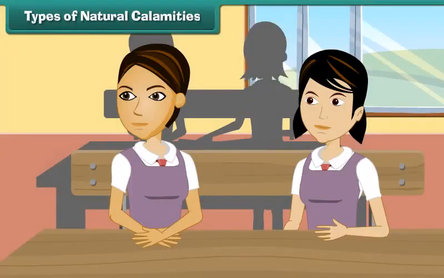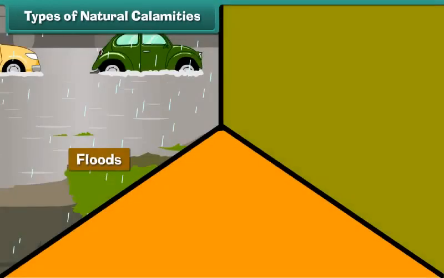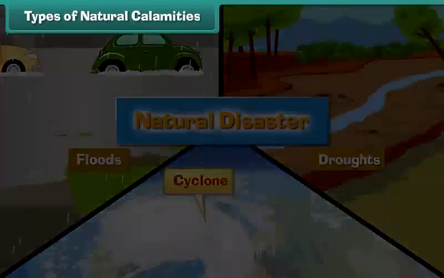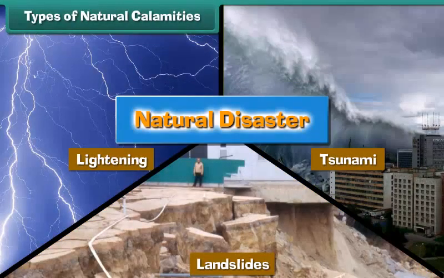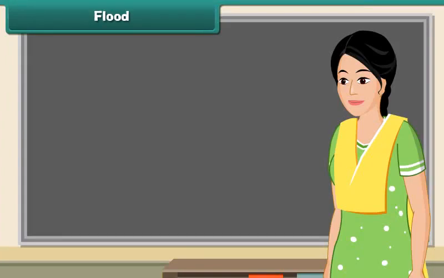Types of natural calamities. Teacher, are there more natural calamities like earthquake? Yes, Rashmi. Many other destructive events take place in nature, such as floods, droughts and cyclones. These are called natural disasters. Lightning, tsunami and landslides are also natural disasters. We are eager to learn more about all these natural disasters, Teacher.